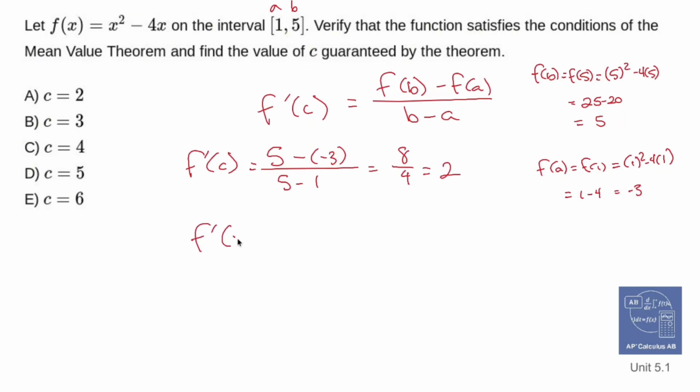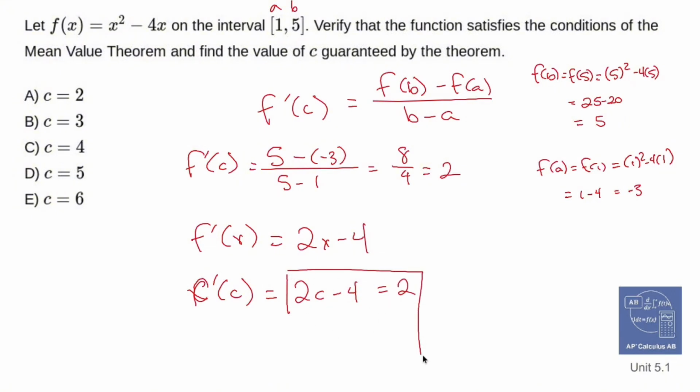Well, f prime of x is going to be 2x minus 4. So f prime of c, can I make that look like an f? Yeah, f prime of c is going to equal 2c minus 4, and that has to equal 2. So I'm focusing on solving this equation right here. Add 4 to both sides, 2c equals 6. Divide by 2, c equals 3.